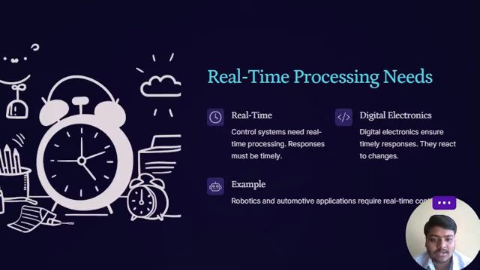Our next slide is real-time processing needs. Control systems need real-time processing. Responses must be timely. Second is digital electronics. Digital electronics ensure timely response. They react to changes. Examples: robotics and automotive applications require real-time control.